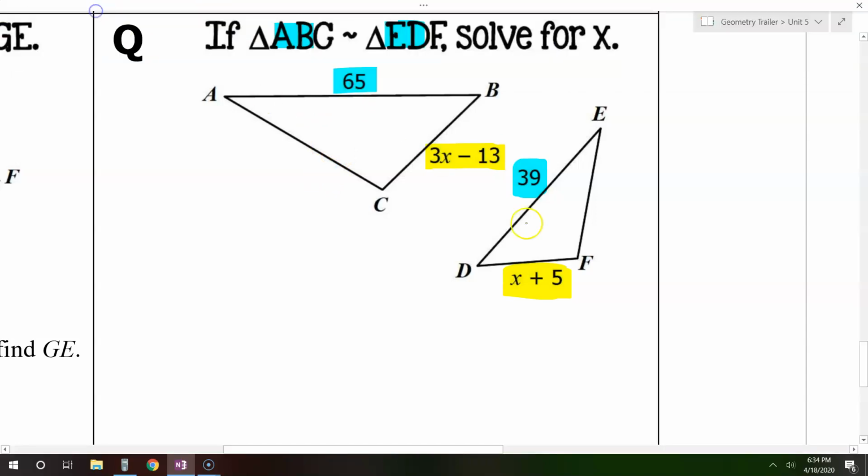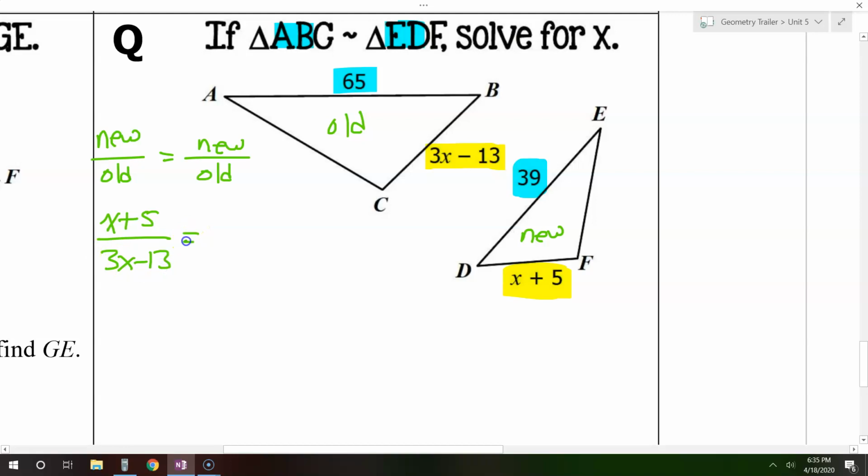Pick one triangle to be new and one triangle to be old. It does not matter which is new and which is old, as long as you set up your equation in the form new over old equals new over old. Look at the yellows. New over old would be x plus 5 over 3x minus 13. Now look at the blues. New over old is 39 over 65.